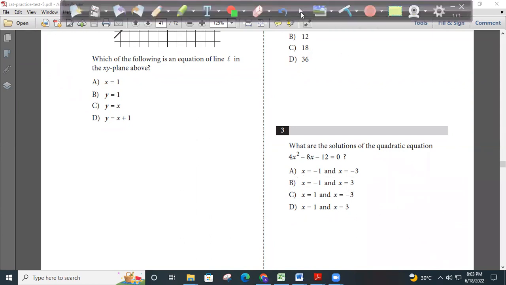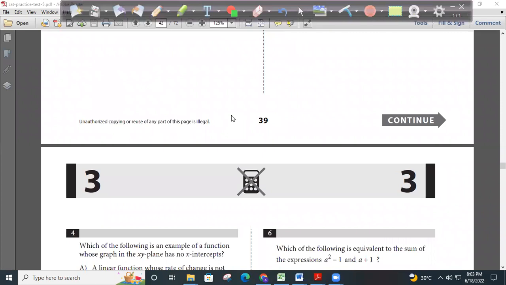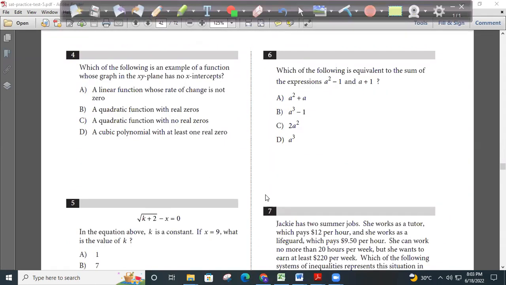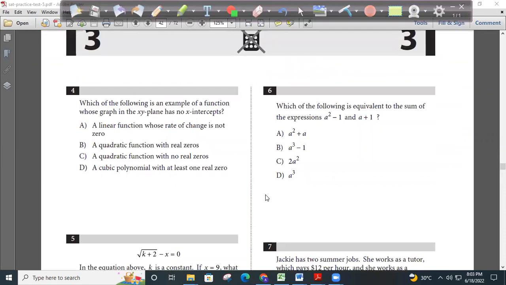I don't know why some of you have not given an answer for this. Some of you means 2, 3 students. Which of the following examples in the graph has no x-intercepts? Okay. The fourth question is also a quadratic function question. Let me see how many of you can give an answer for the fourth question.